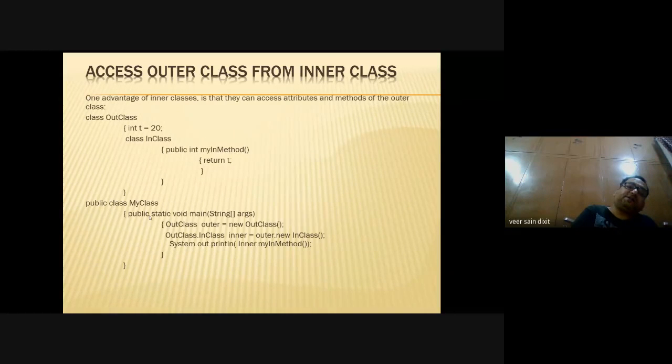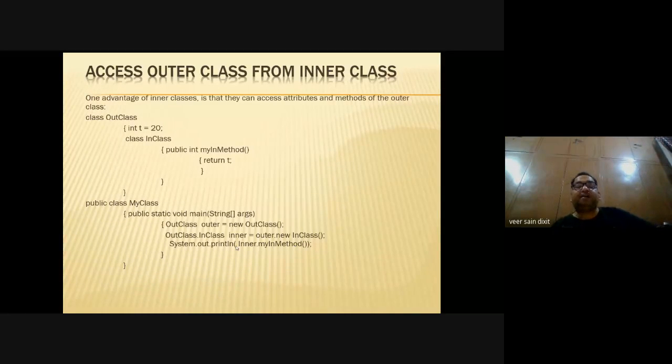Again, whenever you execute this program, control will go to this. Here you are creating an object outer of the outer class, and here the memory will be allocated. Here you are creating an object inner of the inner class. Whenever you create an object of an inner class, always write outer class dot inner class, then the object name is equal to outer dot new inner class.